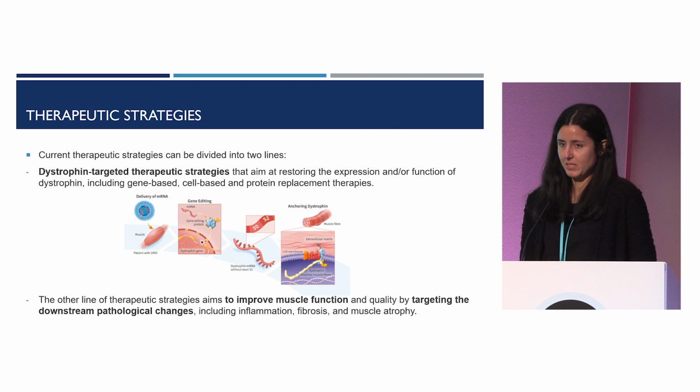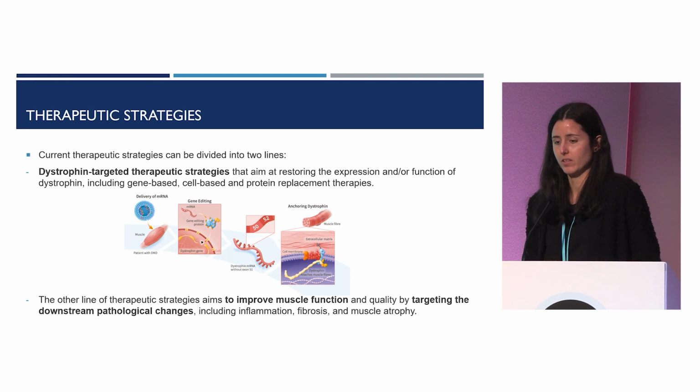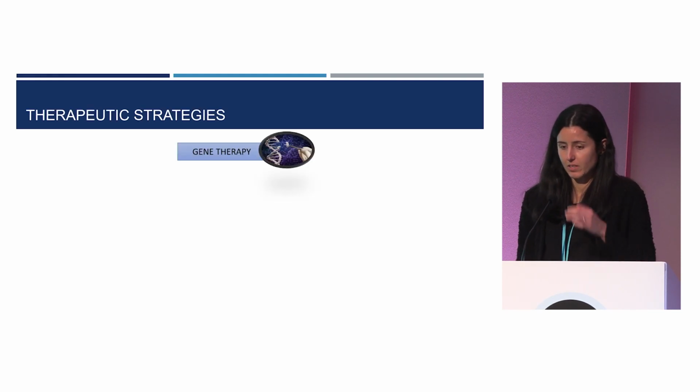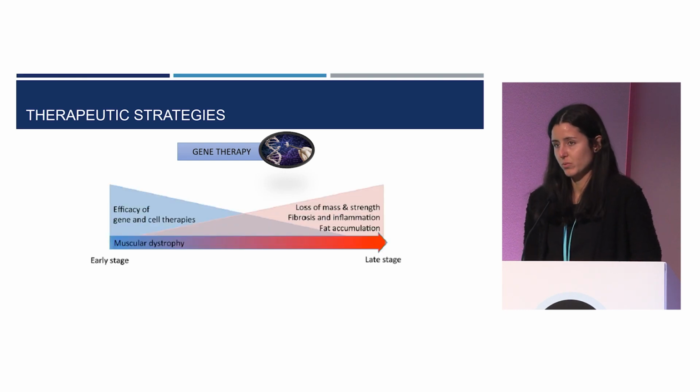And although it seems that there are two completely different strategies, the combination of both seems the most promising therapy. And why is that? With gene therapy, we know that we are going to restore the dystrophin gene in the muscle. However, what we know is that the delivery of that type of therapy is not as easy to target in later stages as in early stages of the disease.